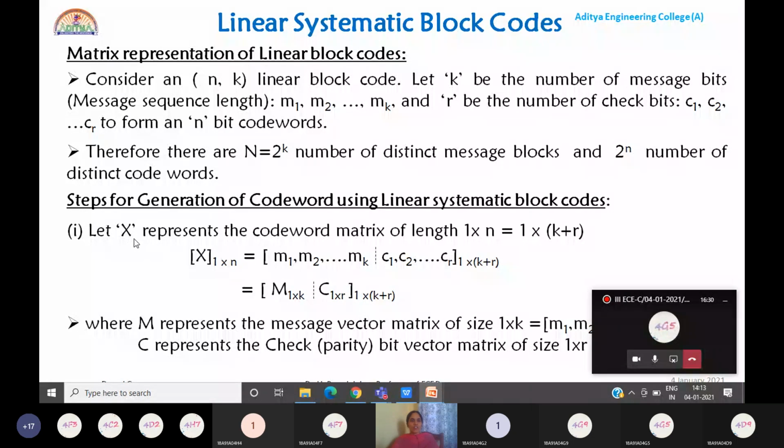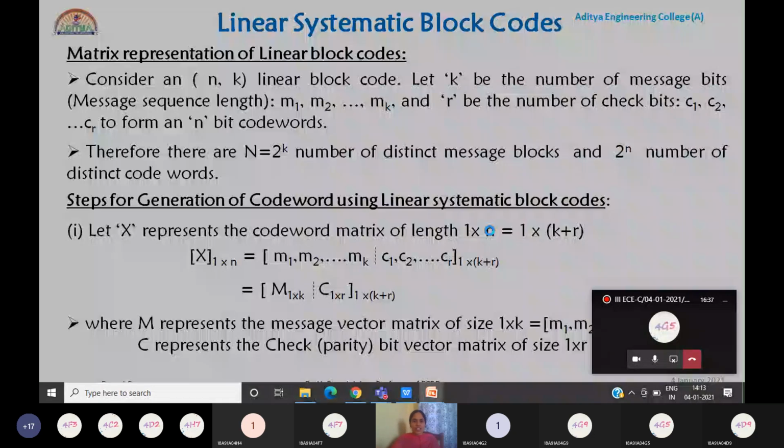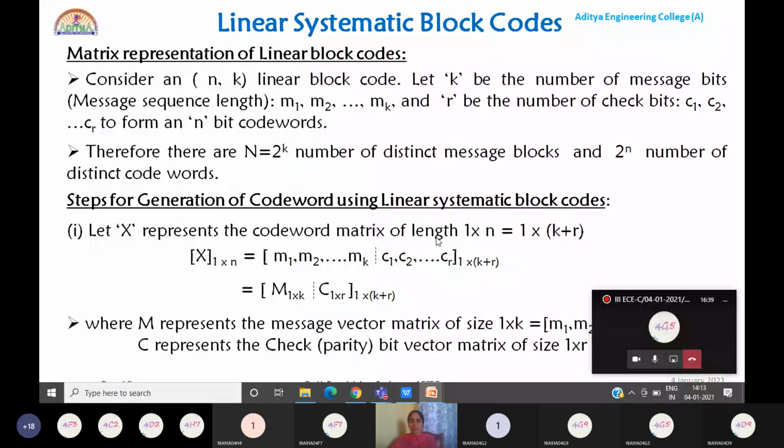Let capital X be the code word matrix of length 1 by n. So what is X? X is a code word matrix of size 1 by n, which is equal to 1 by k plus r, where k represents the number of message bits and r represents the number of check bits. So X, 1 by n, is equal to m1, m2 and so on up to mk, the k message bits, followed by r check bits, c1, c2 and so on up to cr.